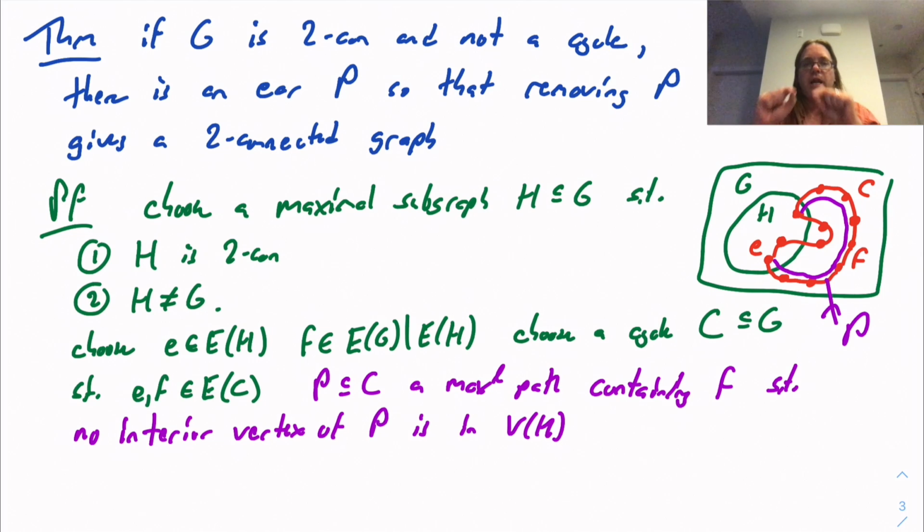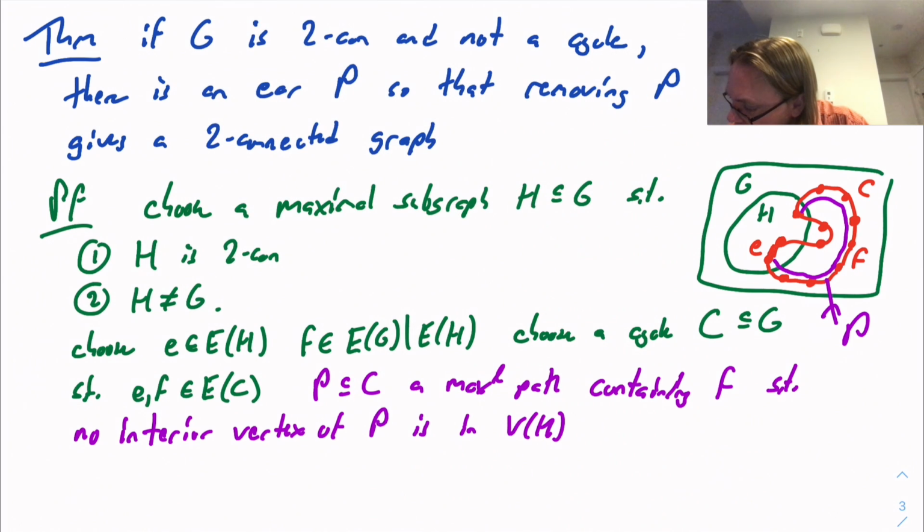Right, so we're choosing a maximal path, but it just means we're going to keep growing. You can think of starting with P just being the single edge F. If both ends of F are already in the subgraph H, then fine, you stop. If this end of F is not in the subgraph H, then you're just going to keep going. You're going to keep walking out along this cycle, and at some point you have to hit a vertex of H.